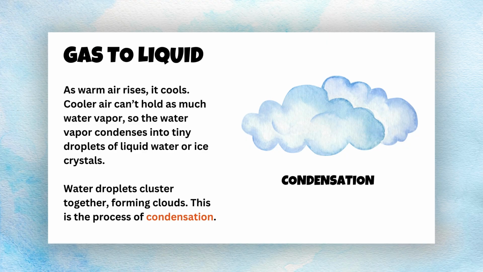Now let's move on to step 2. Condensation. As warm air rises, it cools. Cooler air can't hold as much water vapor, so the water vapor condenses into tiny droplets of liquid water or ice crystals. Water droplets cluster together, forming clouds. This is the process of condensation.